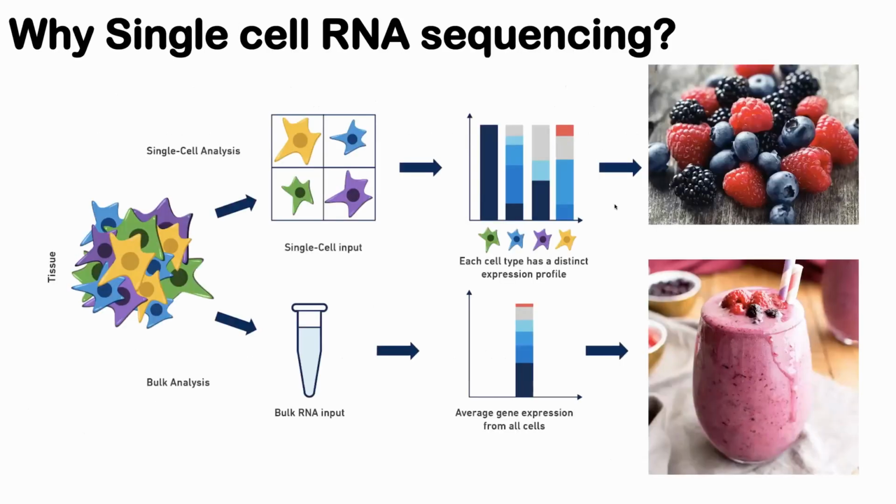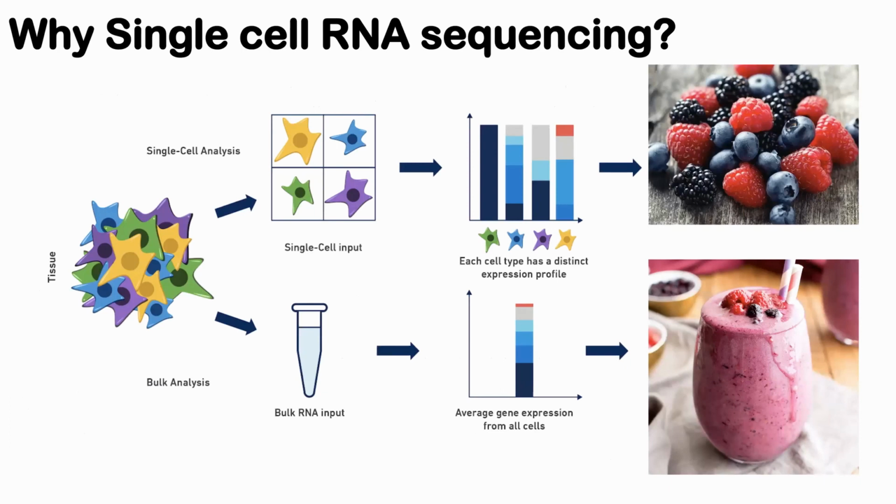And so I always start my talks with this picture. Why do people want to work on single cell RNA sequencing? And the simple answer, the fun answer, is these two pictures. It's the difference between drinking the smoothie and eating the individual berries. When you drink the smoothie, you're averaging everything out.